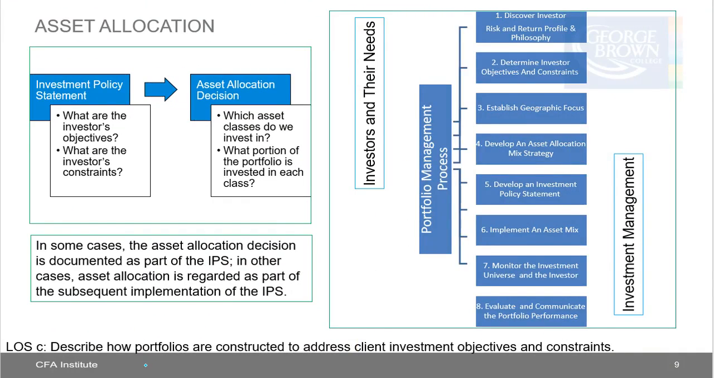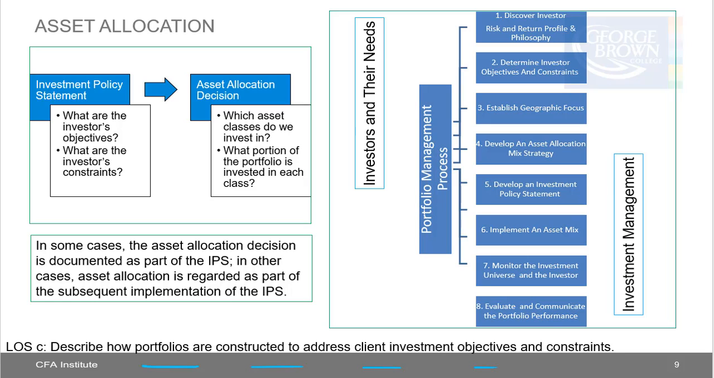Learning outcome statement C is describe how portfolios are constructed to address client objectives and constraints. So after developing the investment policy statement, which includes, among other information, an investor's willingness and ability to take risk, the asset allocation of the portfolio is determined. This determination involves decisions regarding which asset classes are suitable, for example, global equities, domestic government bonds, commodities, domestic real estate investment trusts, REITs, and the proportion of the portfolio to invest in each asset class.